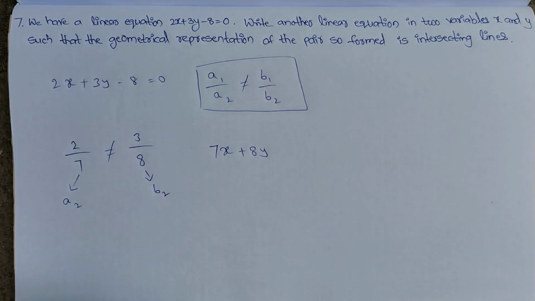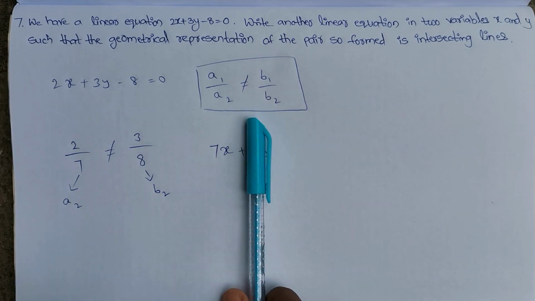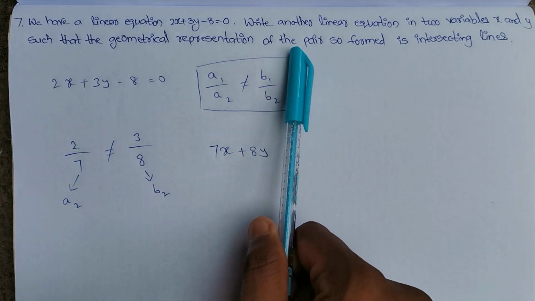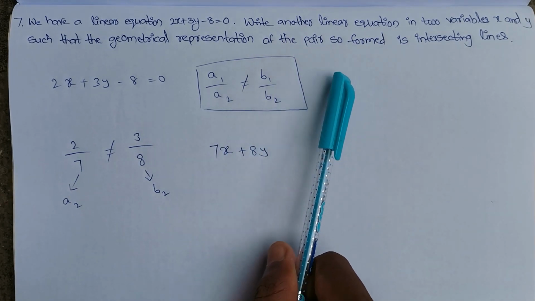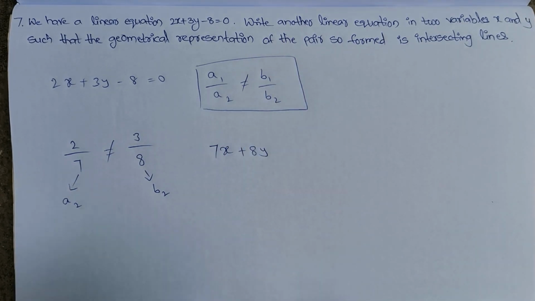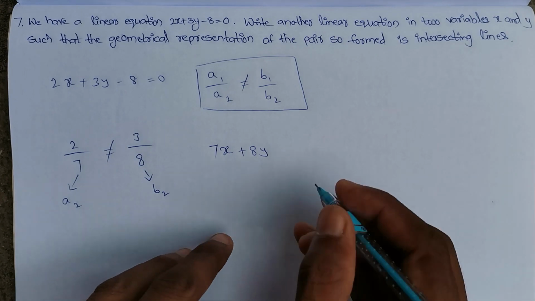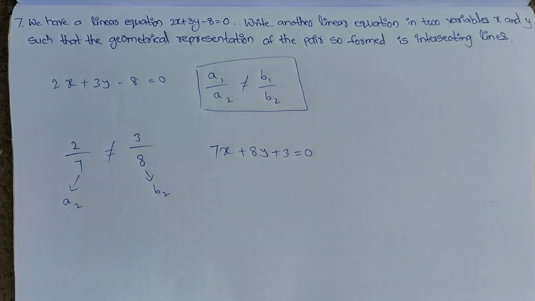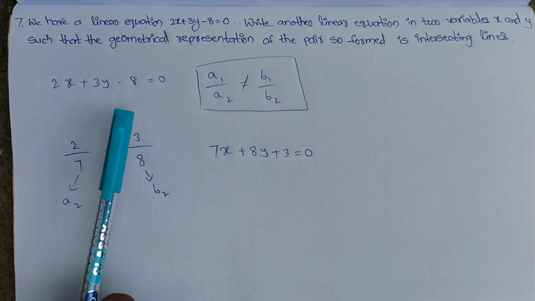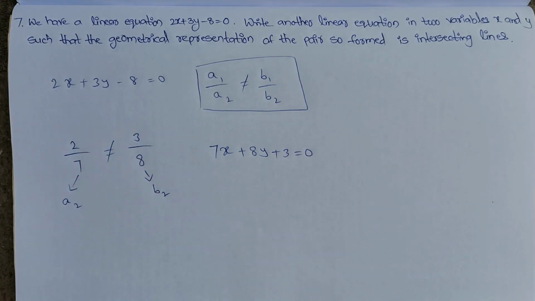And we want constant also. Anyway, when they are intersecting, we don't have any work with the constants. We want only A1 by A2, B1 by B2 only. C1 by C2 is not needed here. So that's why I write any number as constant. I am writing plus 3 is equals to 0. These two equations will form intersecting lines.